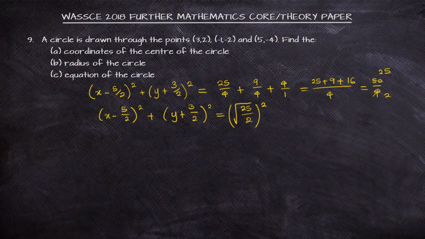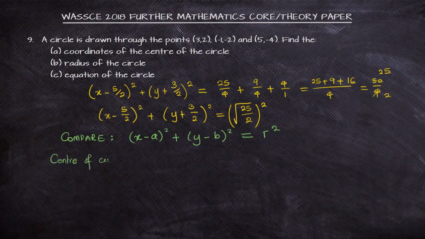Now, for this new equation that we have obtained, if we compare it to the standard form of the equation of a circle, x minus a squared plus y minus b squared is equal to r squared, we can see that our coordinates are easily obtained, and our radius is obtained. Then the coordinate of the center of the circle will be a comma b, and comparing the two, we can see that minus a is 5 over 2, and our b will be minus 3 over 2.